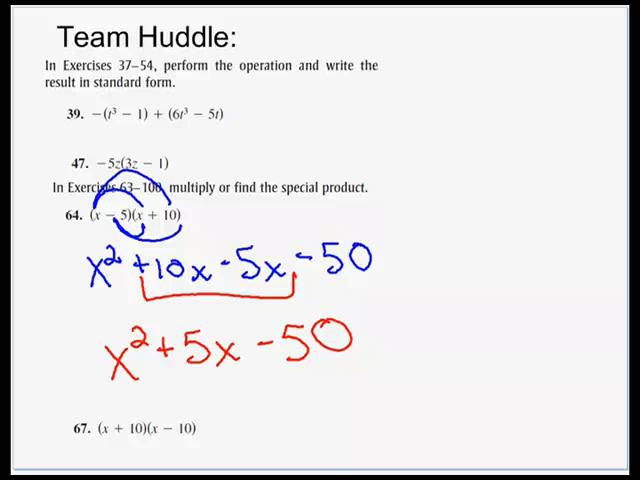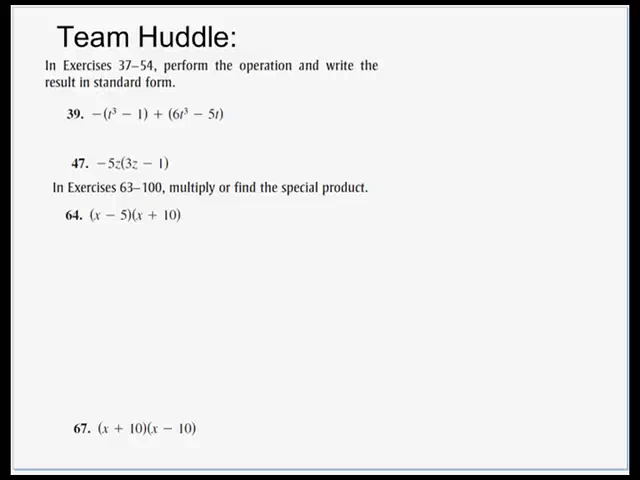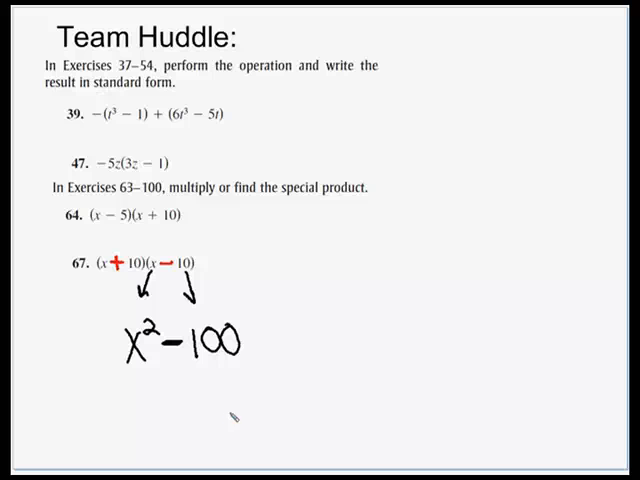Okay, one more. This wasn't too bad. Here we do have a special product, a special case. We could FOIL it like we did in 67, but I notice it's a sum and a difference of the same two terms. So I focus in on the one with the minus sign, and I just say, well, I'm going to square that first term, x squared. I'm going to bring the minus sign down, and I'm going to square the second term. 10 squared is 100. X squared minus 100.